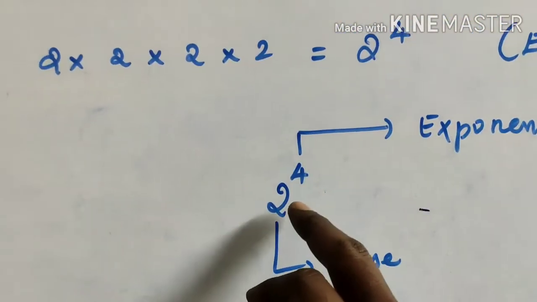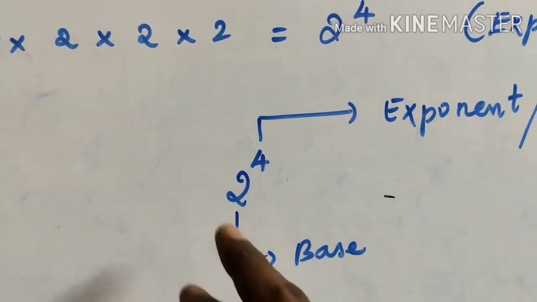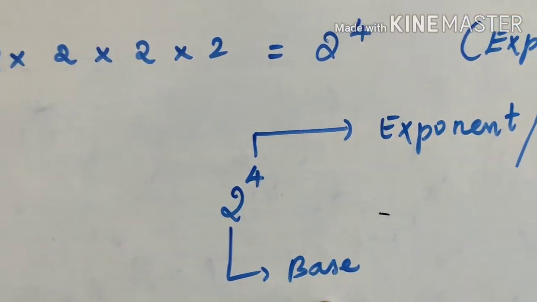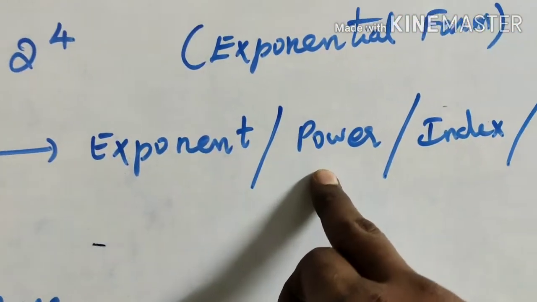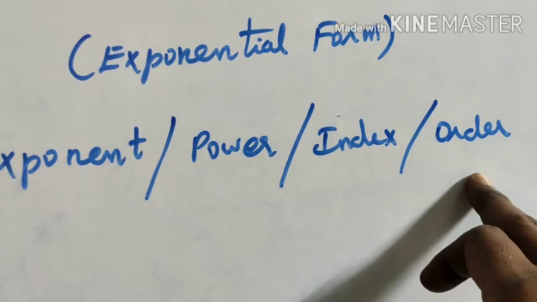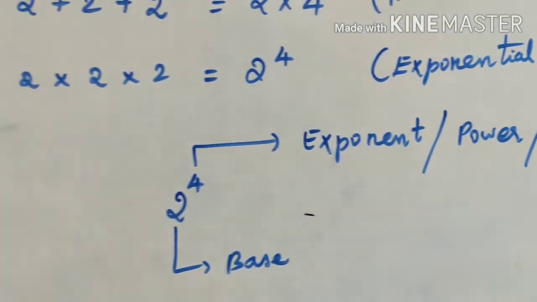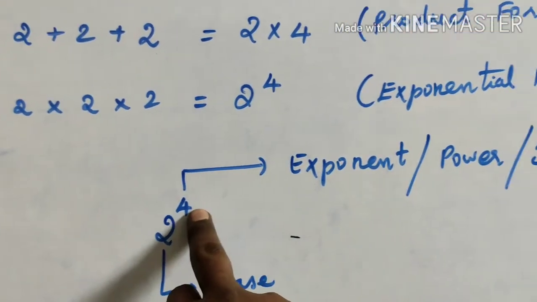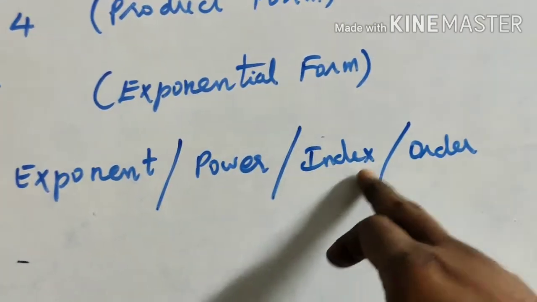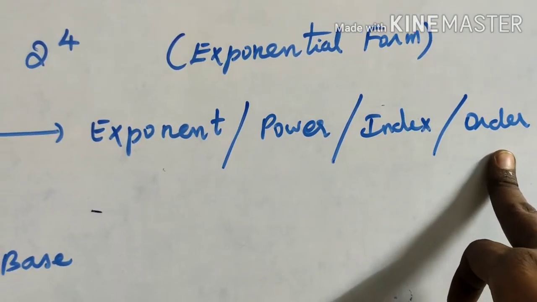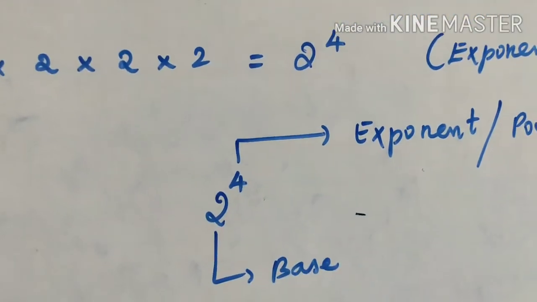And see here, 2 to the power of 4 or 2 power 4. In this, 2 we call as base. This number is called as base. Whereas this 4 is called as exponent or power or index or order. You can call it either of these names. So these are the different names given to a number in the power.